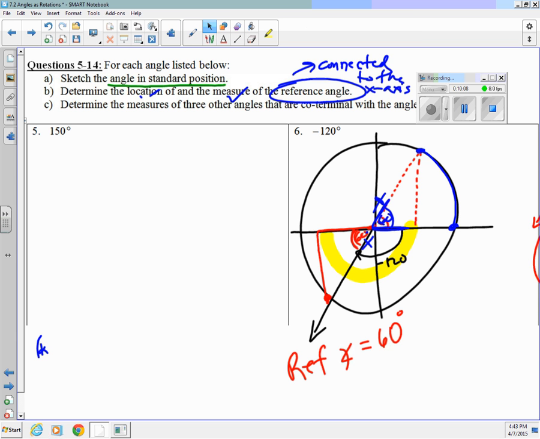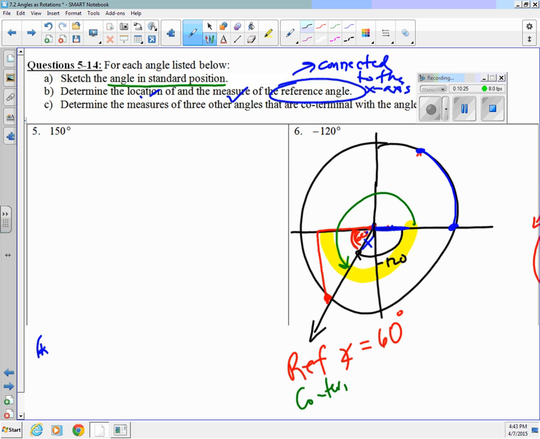Now I want to be coterminal with negative 120. So let me erase some of this. It gets in the way. So I want to be coterminal with negative 120. Well, I could go around clockwise, counterclockwise. Positive 90, positive 180, and then another positive 60. So another coterminal angle here could be 240. Another way to get the 240 is just to take negative 120 and add 360 to it.